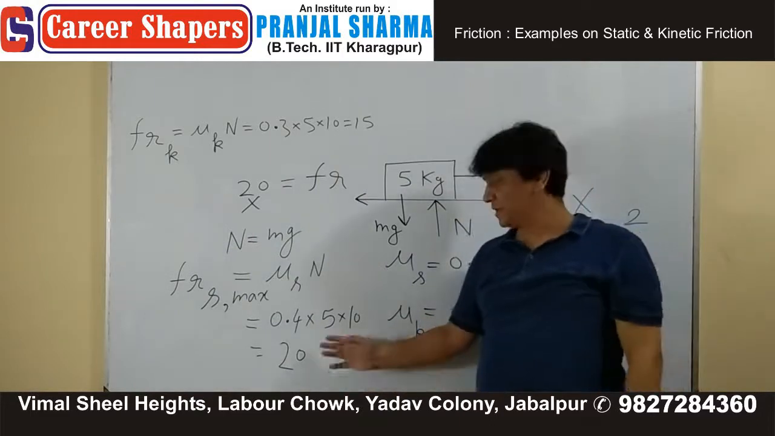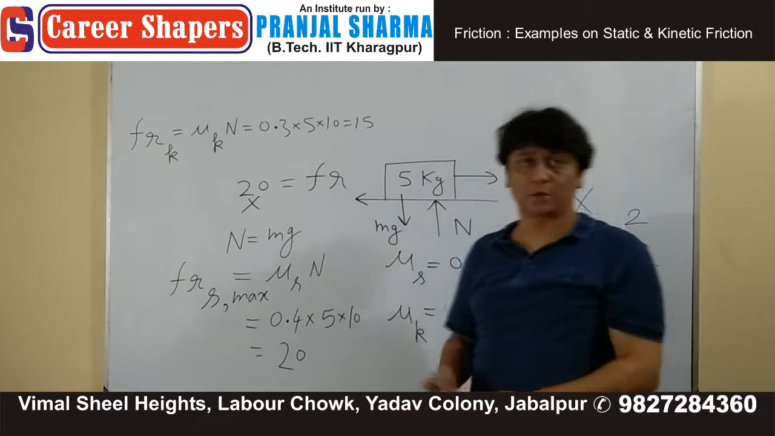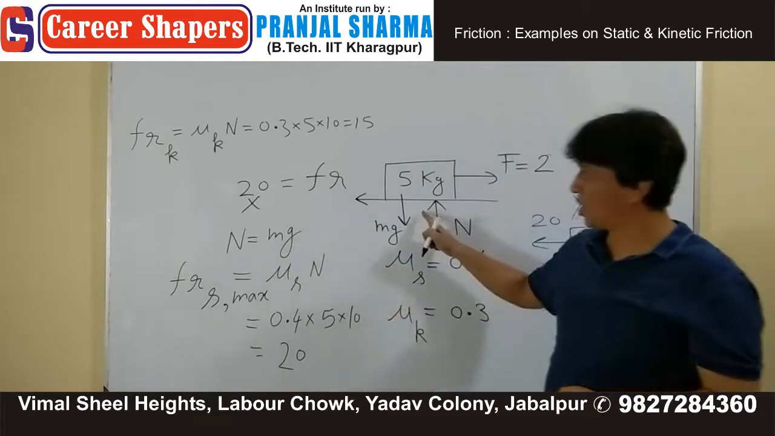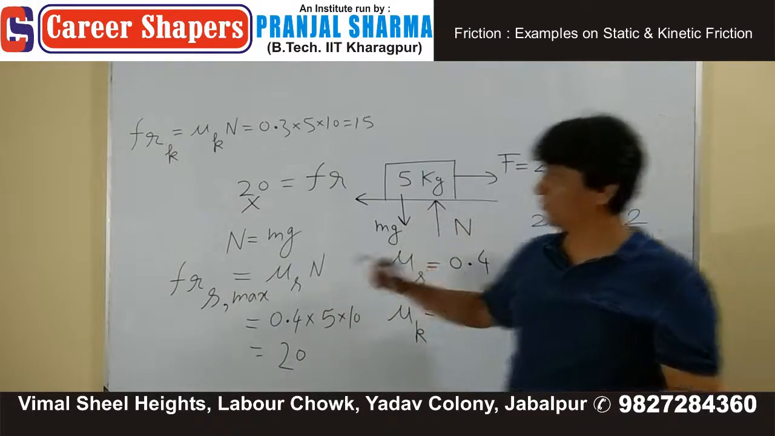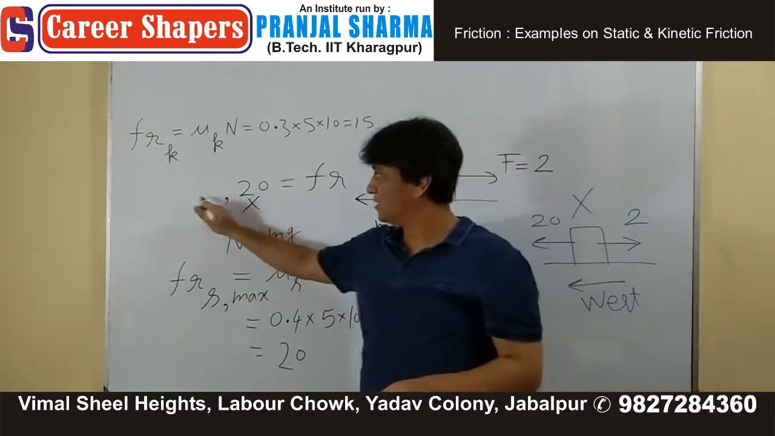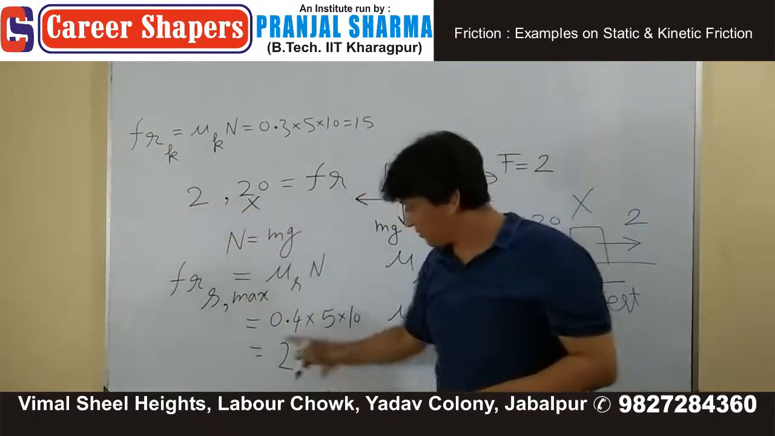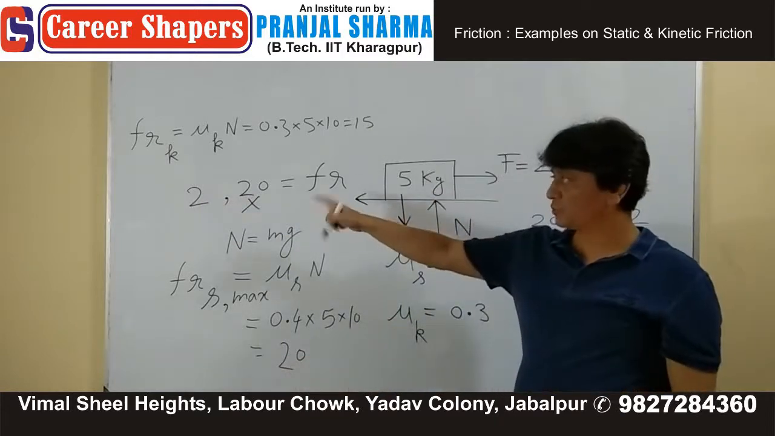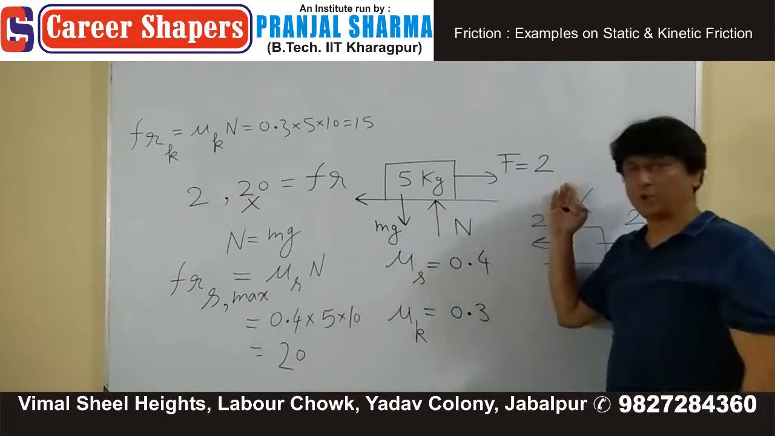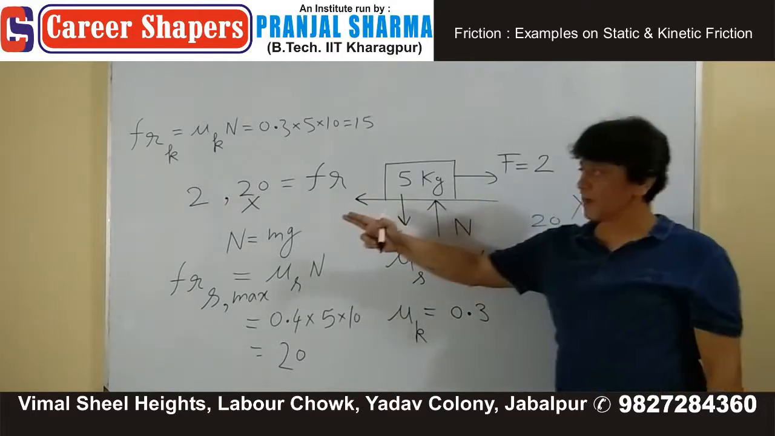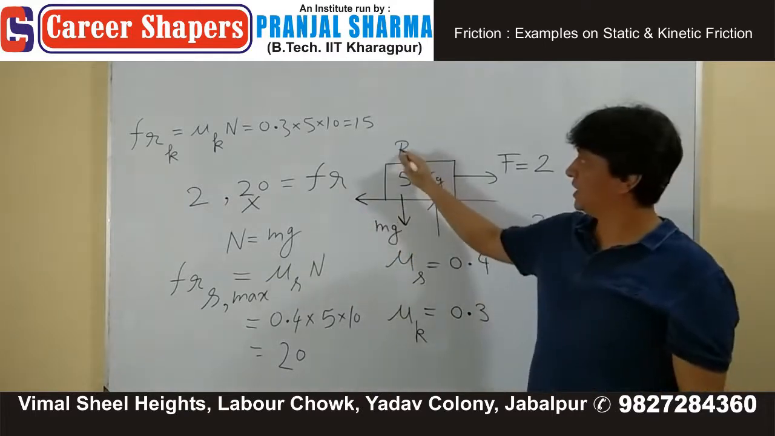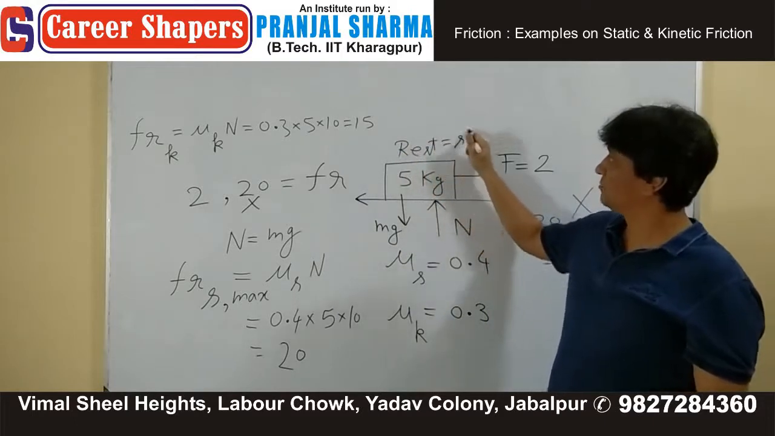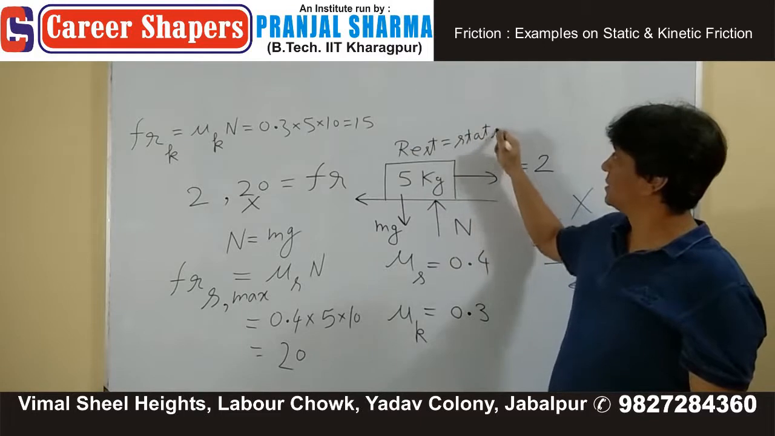इस 20 में से पूरे 20 को आने की जरूरत नहीं. Their responsibility is to keep this block at rest, and therefore they only send 2 out of this bunch of 20. So 2 is the force of friction, 2 is the pulling force. This is 2, that is 2. 5 kg remains at rest. What is rest? Rest means static.